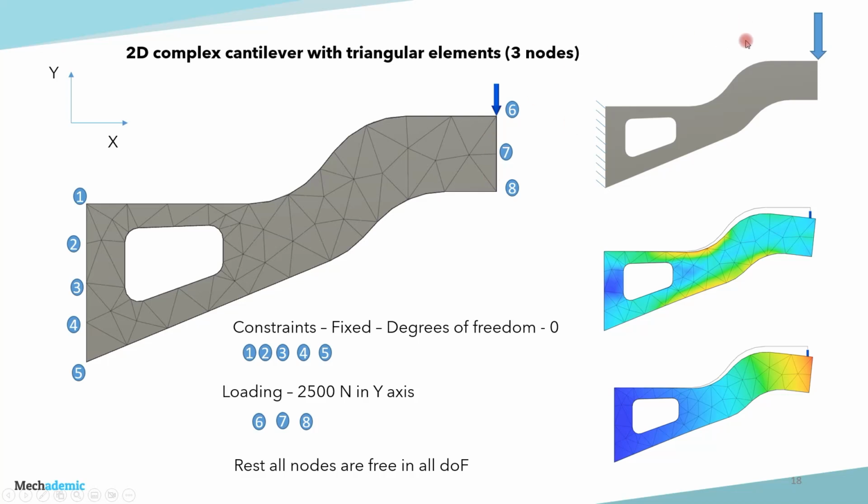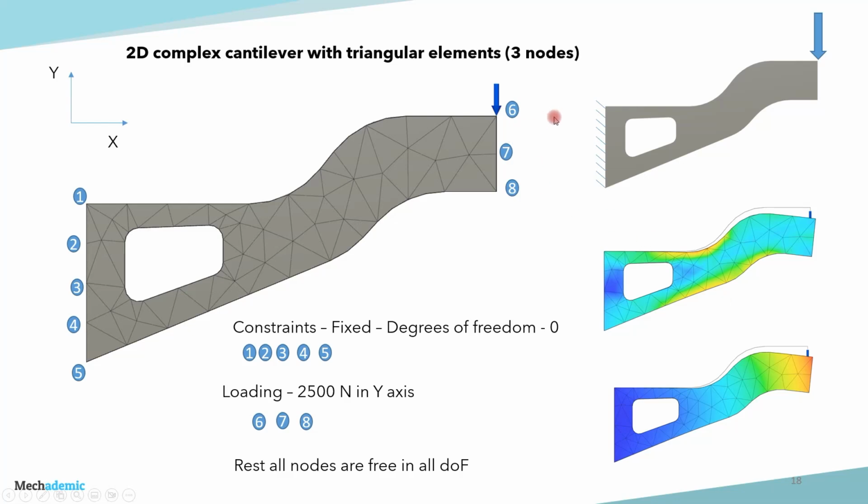So while we are using FEA, we are selecting the triangular planar elements, considering this cantilever as a 2D problem, and we are using 2D triangular planar elements, which have 3 nodes.